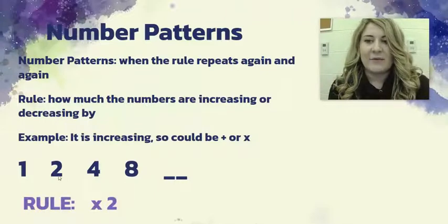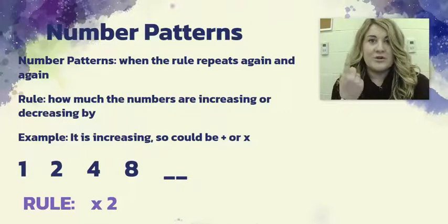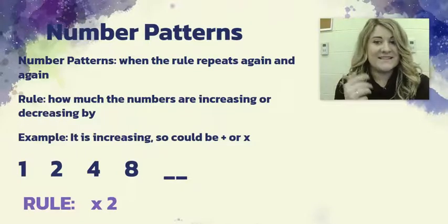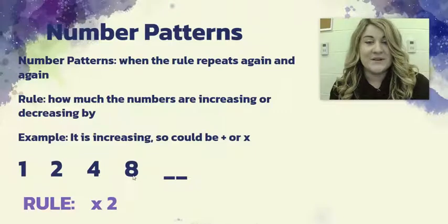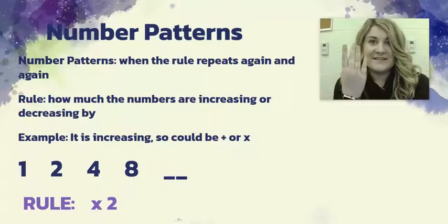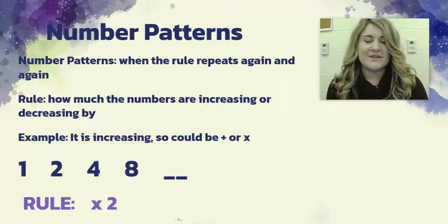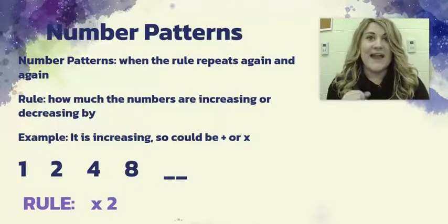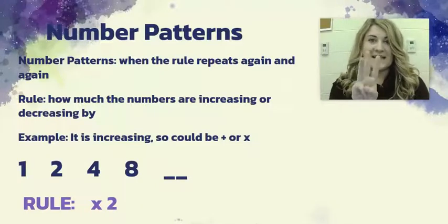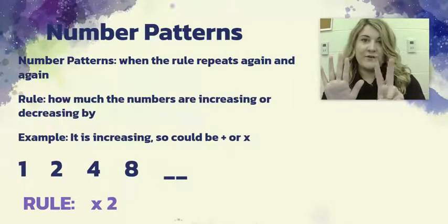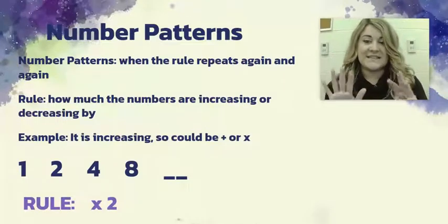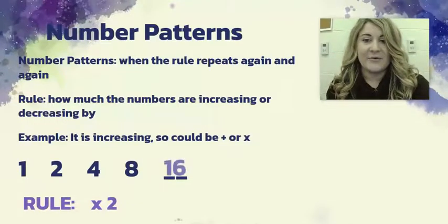Let's see if that rule works for 2 to 4. Does 2 times 2 equal 4? Well, let's see. 2, 4. It does. Then let's see, does 4 times 2 equal 8? 2, 4, 6, 8. It does. So then we're going to do 8 times 2 to get our next number. So 8 times 2, I'm going to skip count by 2 8 times. 2, 4, 6, 8, 10, 12, 14, 16. So 16 is going to be our next number in this number sequence.